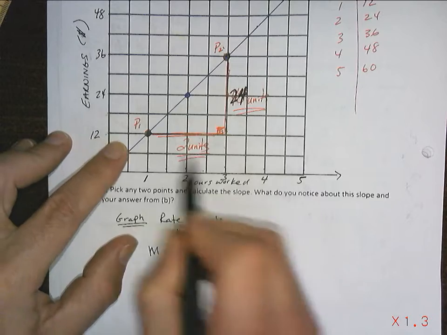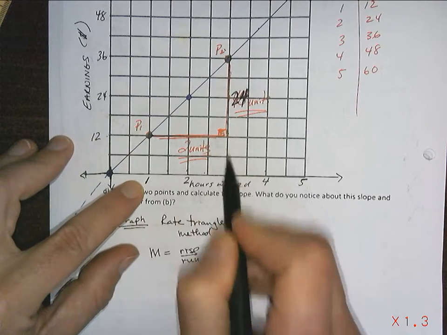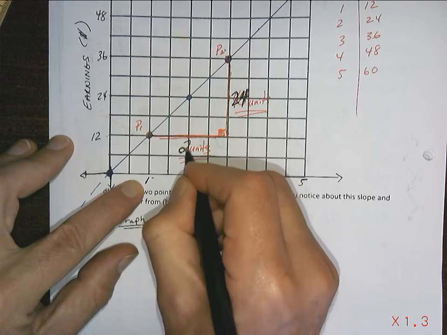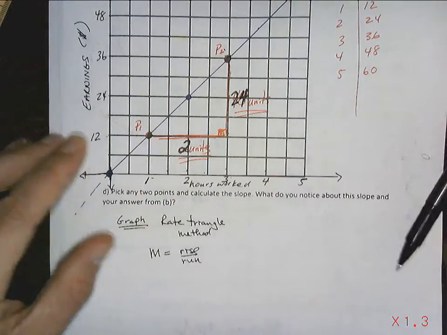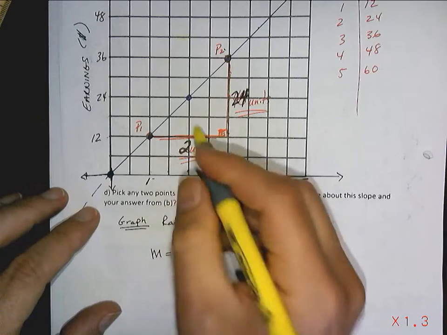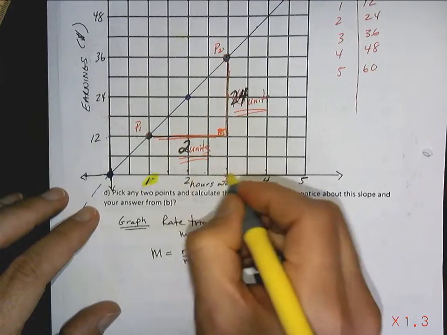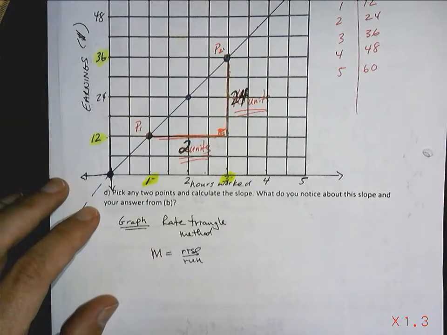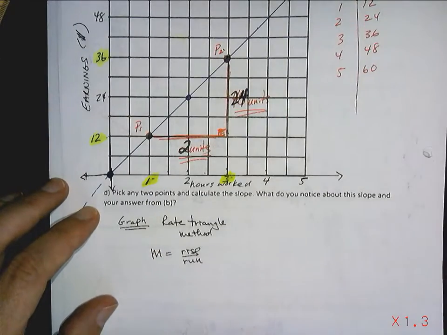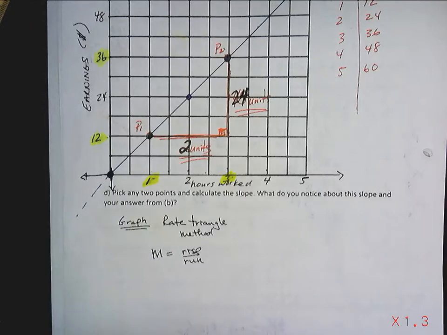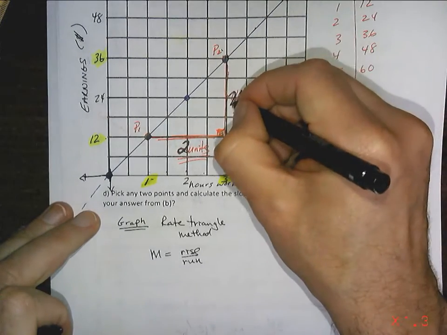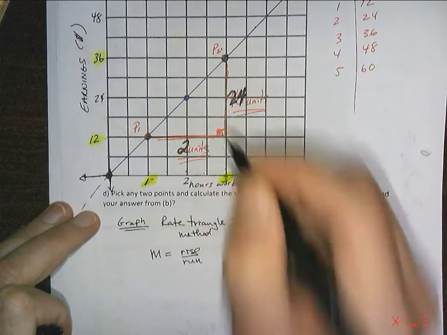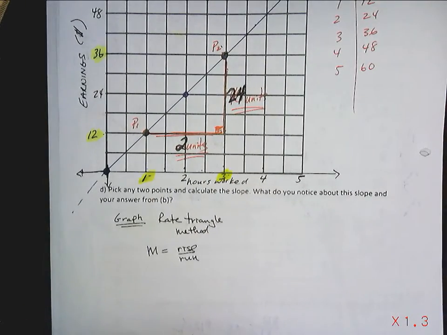Just the same way as this is at 1. This goes up to 3. The difference is 2 units. So we're looking at the distance between this and this, and the distance between this and this. Okay, 24 is here. 24, 2. All right, so the rise over the run now.